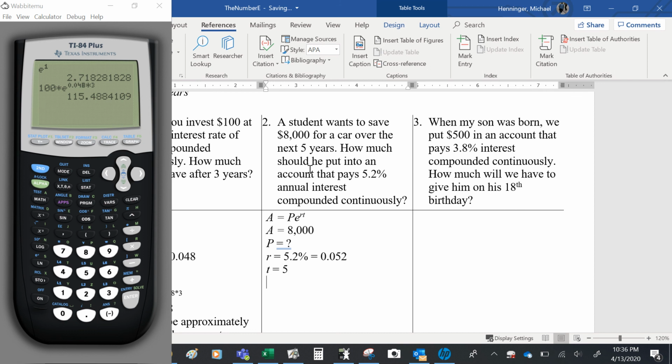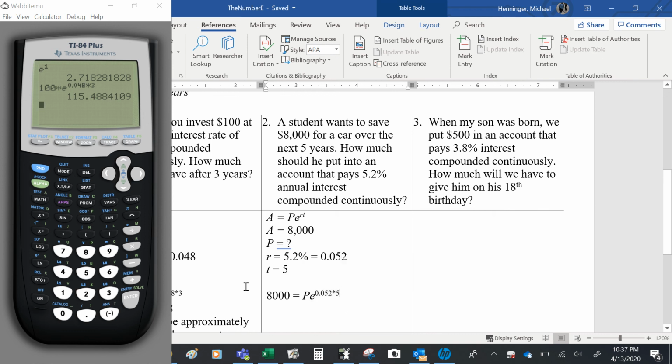So now we're going to take everything that we have, and we're going to sub it into that formula. So we'll have A, which is $8,000, equals our unknown principal investment times e raised to the power of 0.052 times 5 years. Now we have everything all typed in. The only catch is we're trying to solve for P. We're trying to get it all by itself. So what I'm going to do is simplify this part, e to the 0.052 times 5.